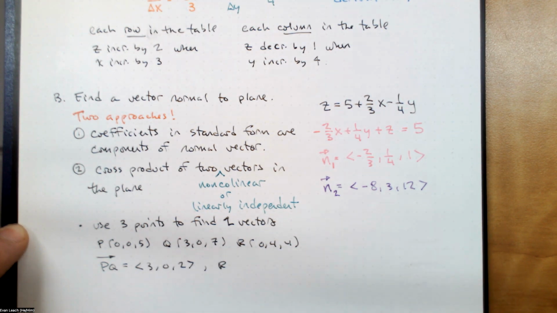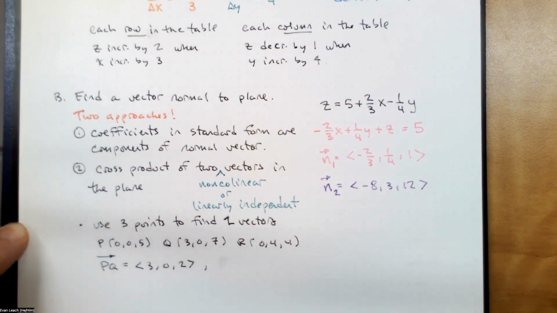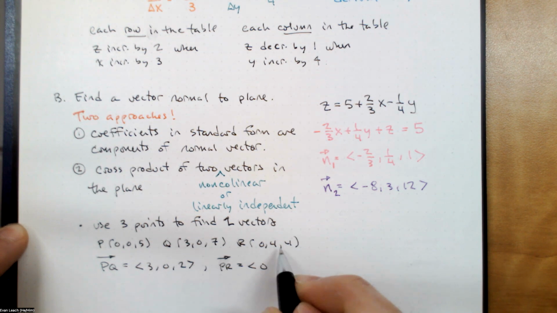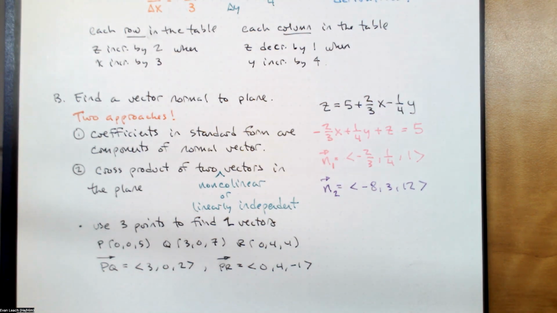And then I did PR. Zero minus 0, 4 minus 0, 4 minus 5. And then found the cross product of those two vectors.